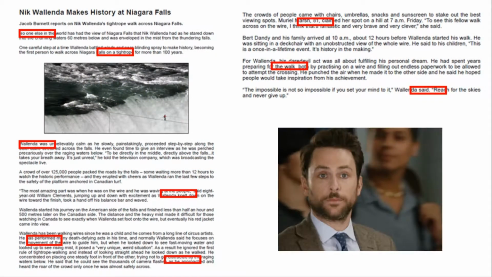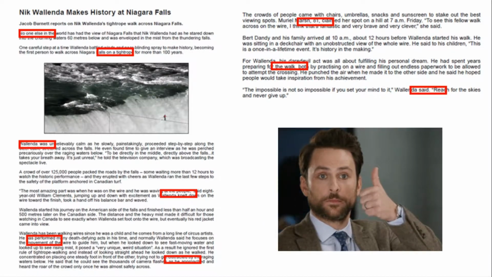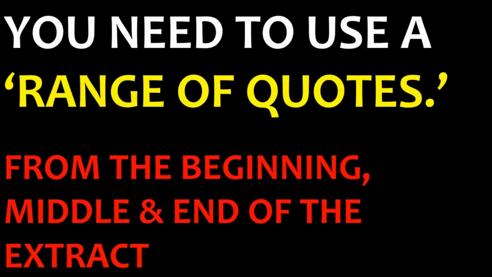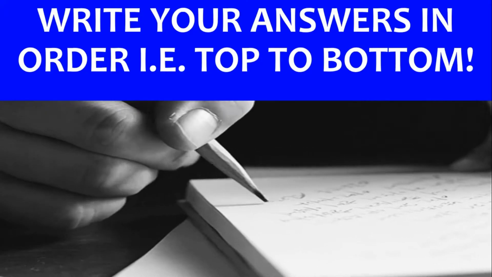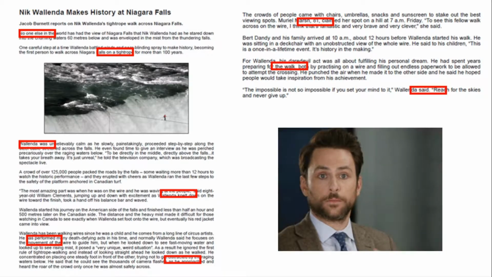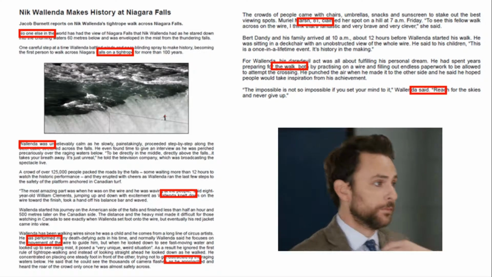We want something like this. Yeah, so we've got quotes from all over the article from start, middle and end. That's going to help you. Okay, like I say, right from top to bottom. So for example, if we go back to here, write your first PE on the first thing you've highlighted and the last one on the last.